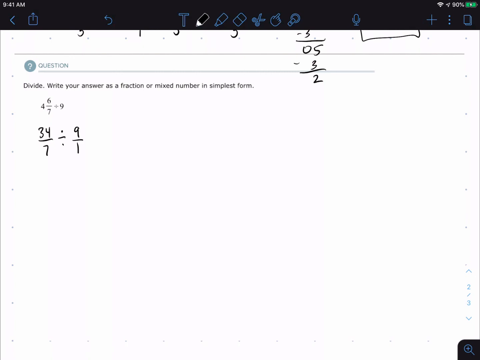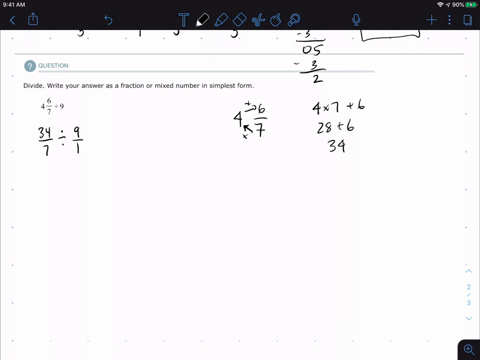Does everyone agree with that being 34 over 7? How you got it again? Sure. Dan? Yeah. So what's 4 times 7, right? 4 times 7 plus my 6. So here's times, here's plus. So I believe that's 28. And that gives me my 34, right?